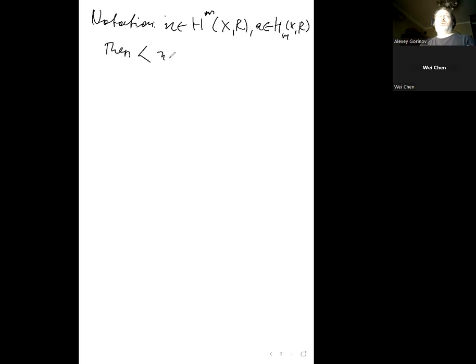Then X paired with A is an element of R. It is the result of evaluating X on A. Basically, we represent X by a cochain and A by a chain, and then we calculate the value of the cochain on the chain. Does this make sense? Yes.